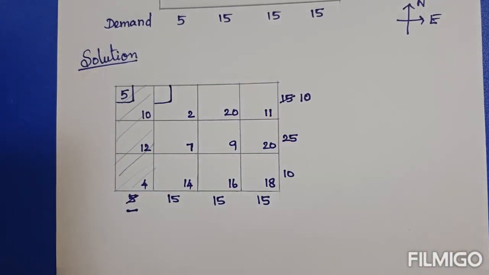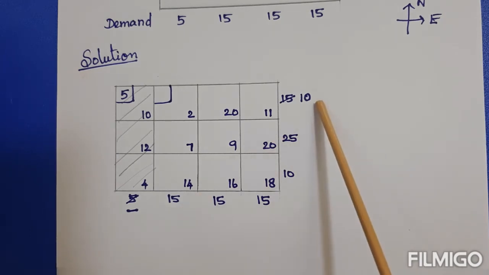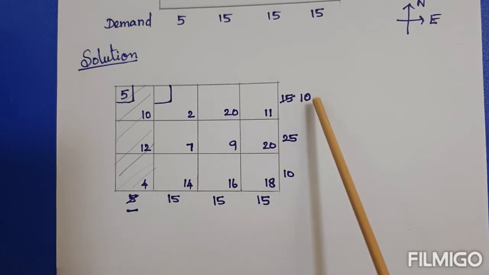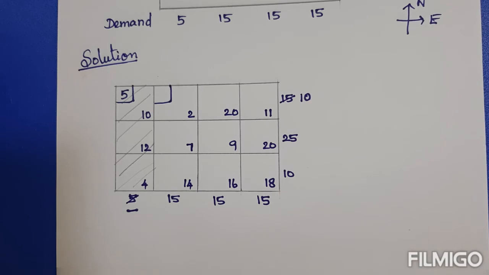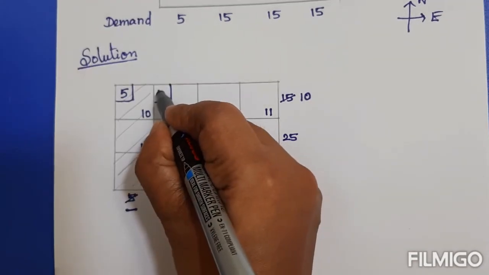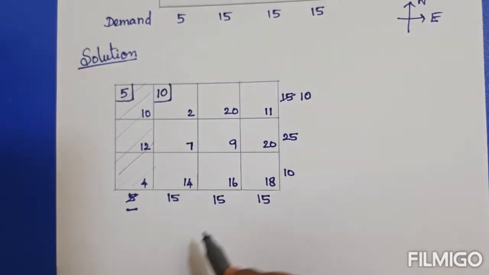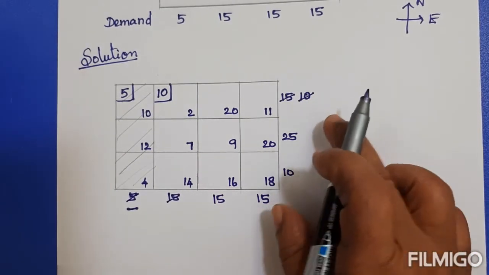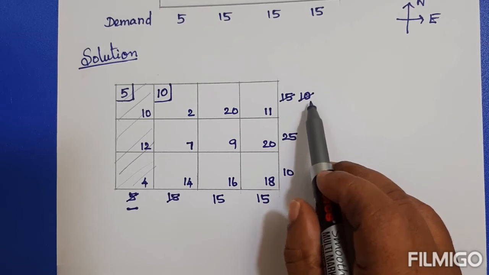Now we have to allocate in this. Here the demand is 15, the supply is 10, whichever is minimum. The amount 10 is minimum, so we have to put 10 here. Cross out this and cross out this. Which is minimum? 10 is minimum, it is here.